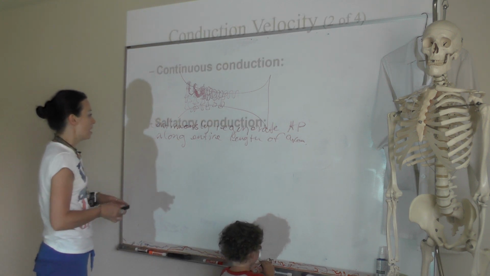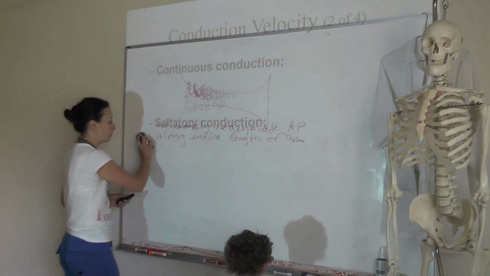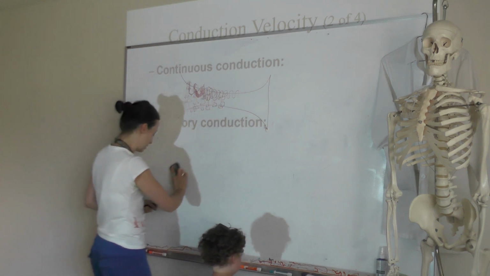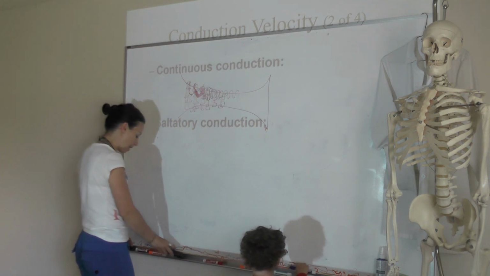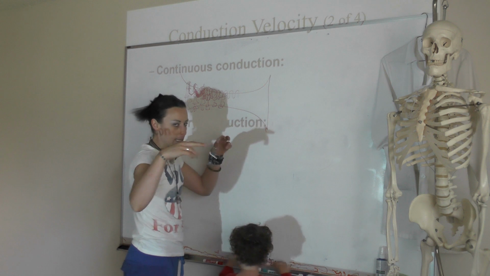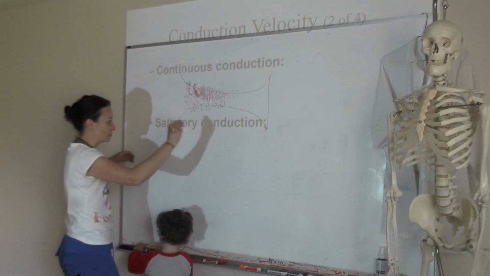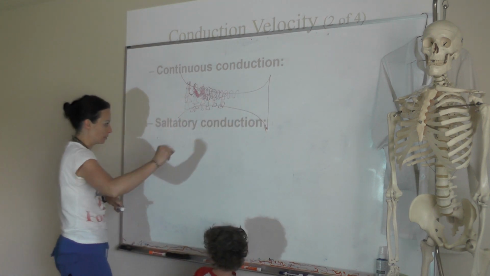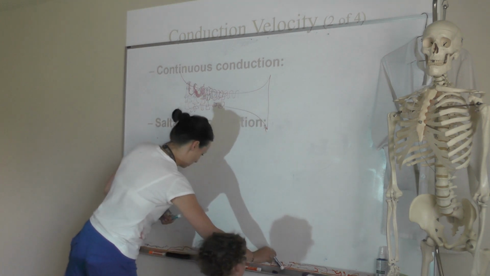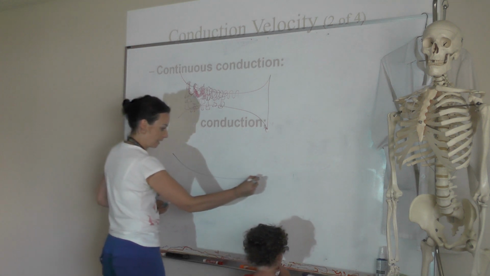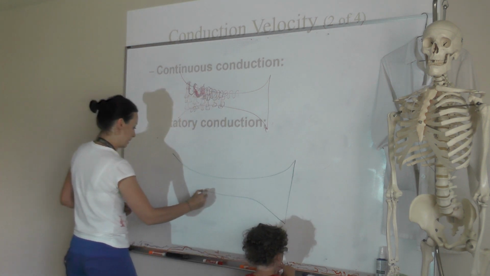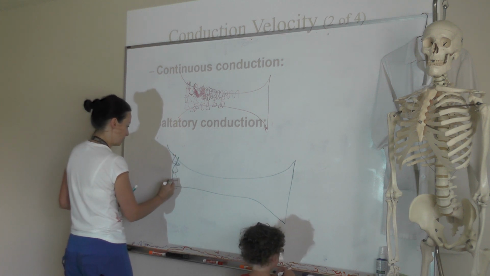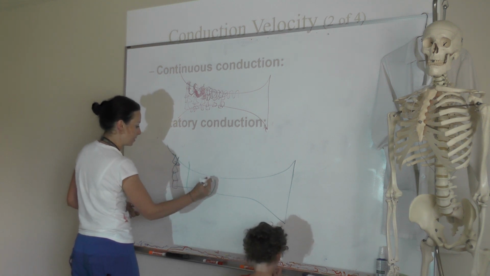The other type of conduction we have is what's called saltatory conduction. What happens in saltatory conduction is the action potential is propagated down the axon in a leaping fashion, where it jumps from node of Ranvier to node of Ranvier to node of Ranvier. So let's imagine for a moment, here's an axon, and here are all my voltage-gated channels. But now I'm going to stick a myelin sheath around it.